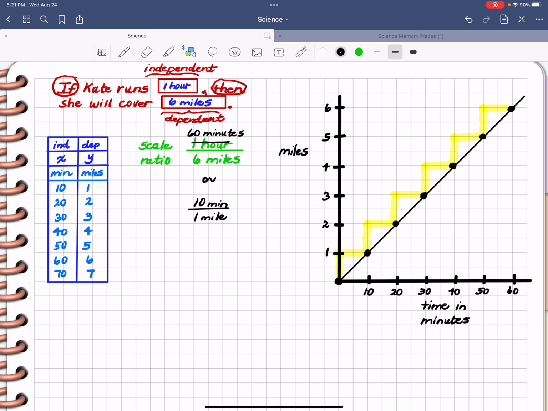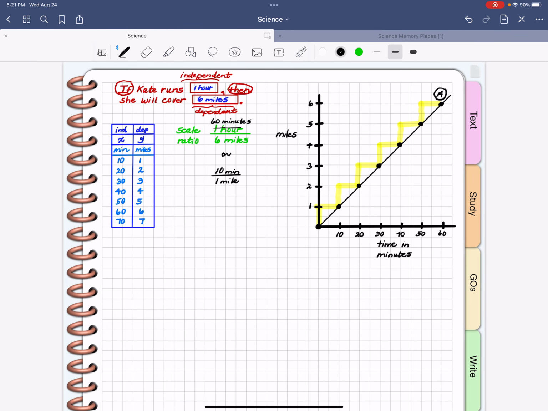So this is not the choice we're looking for. This is choice A, and it's positive, so that's not going to help us. To me, that's the most difficult graph in this set.